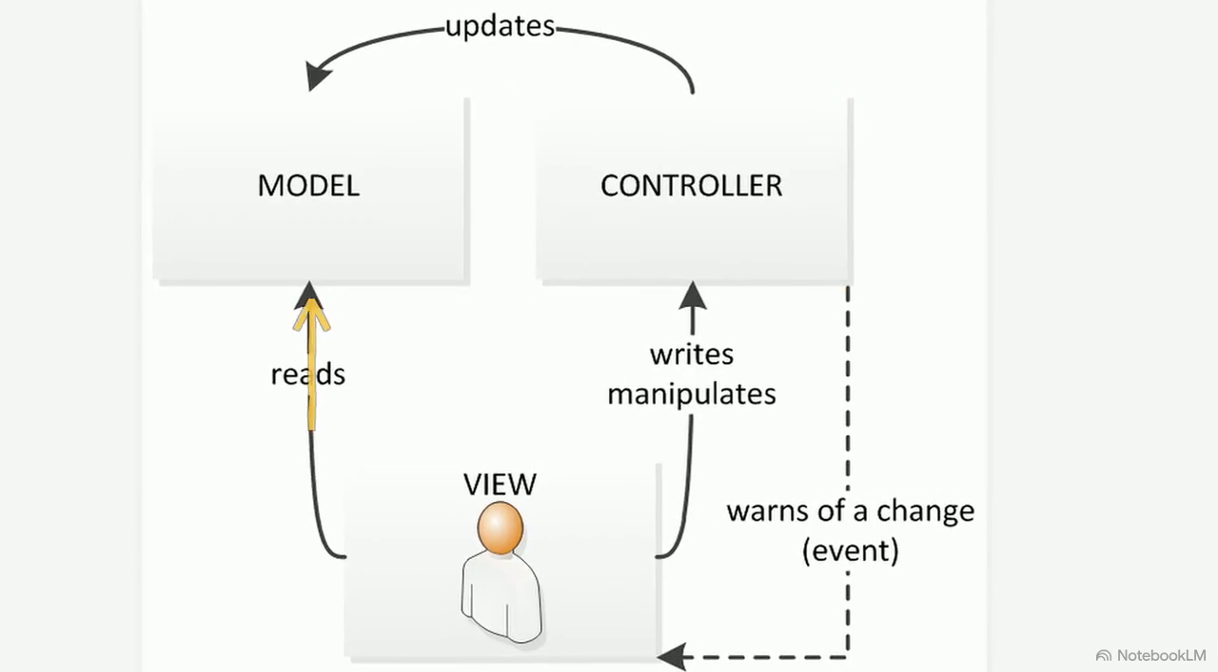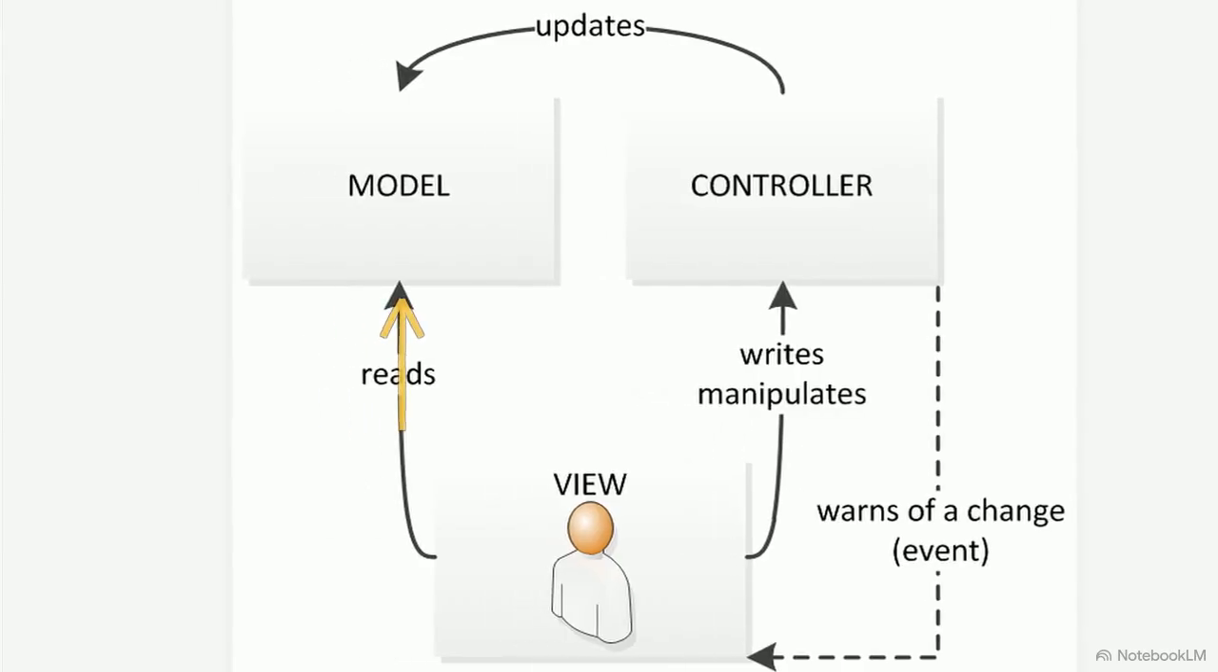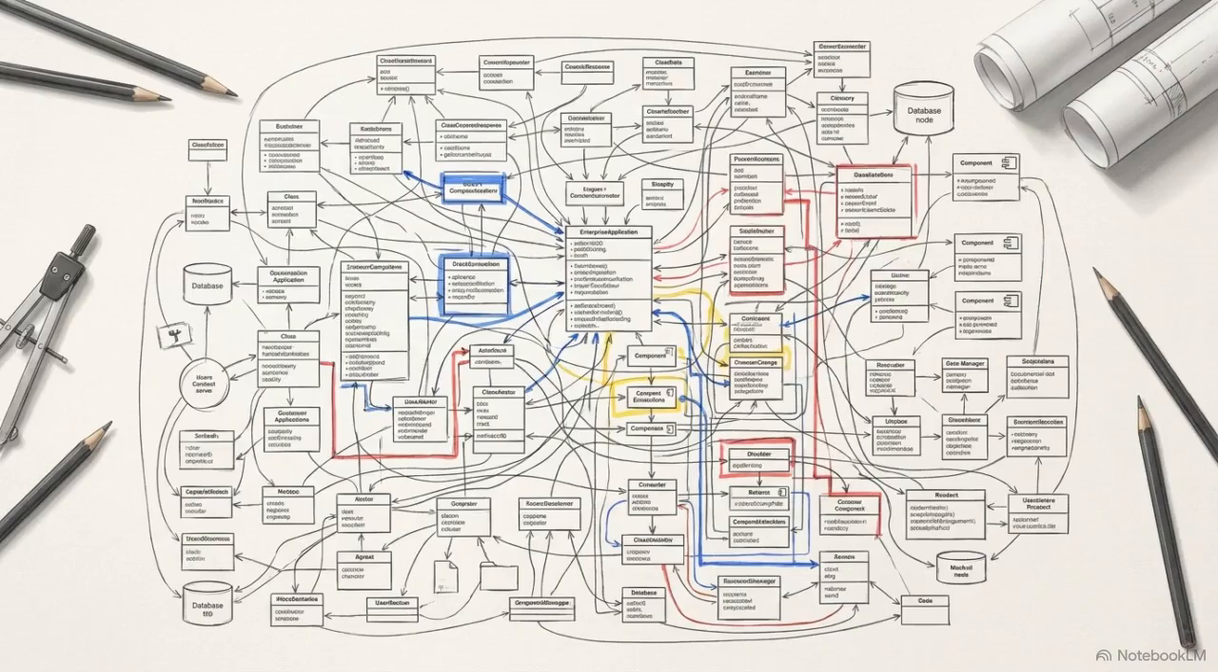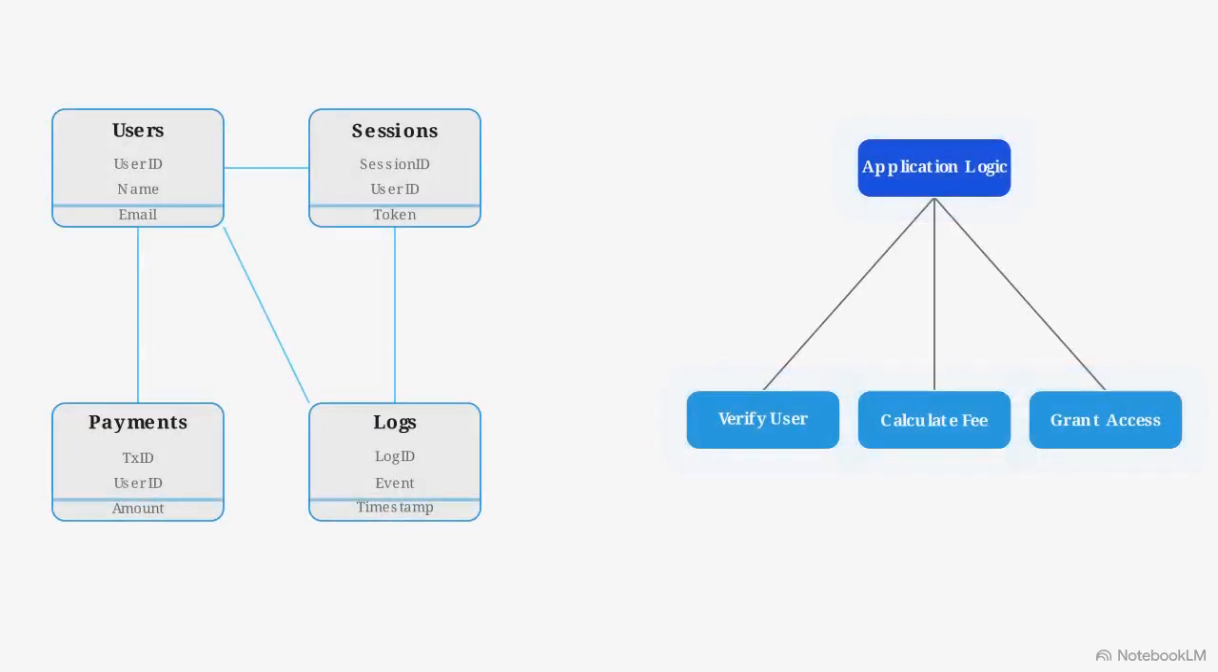The view then reads the updated data. This separation lets engineers update the interface without risking data logic. Isolating these concerns is necessary for building maintainable web and mobile applications that can evolve over time. When an application scales to an enterprise level, even a well-structured MVC system may become too complex for a single team to manage effectively. To handle this, engineers use patterns like the repository to abstract data access.